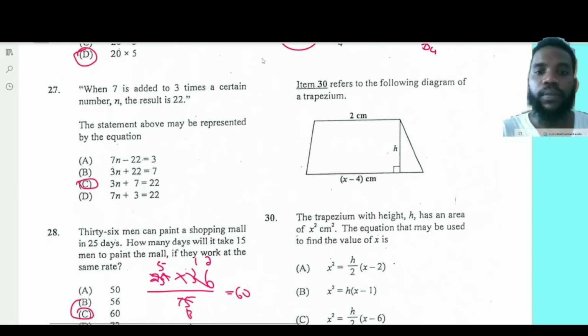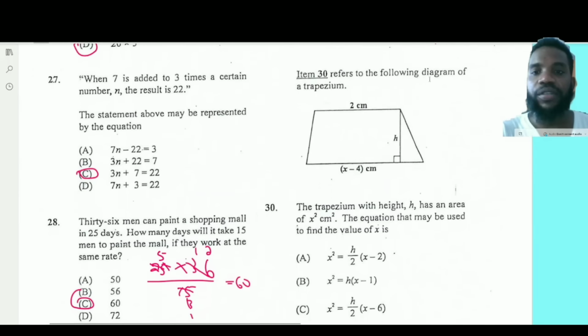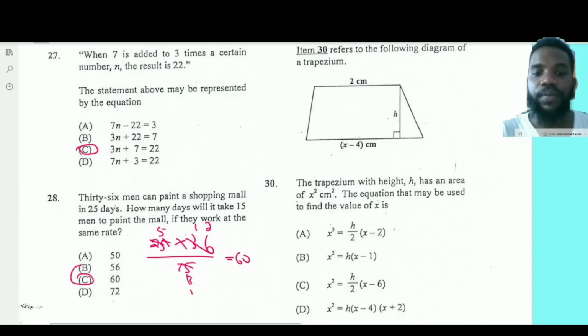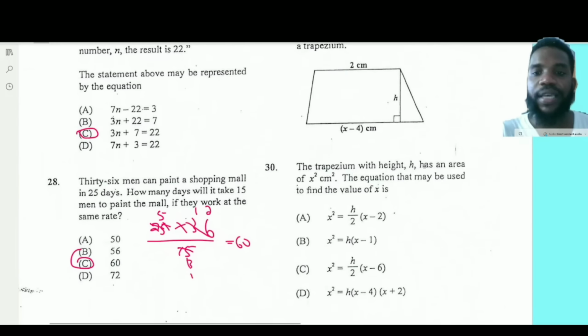Alright, item 30 refers to the following diagram of a trapezium. It says the trapezium with a height h has an area of x squared. The equation that may be used to find x is, first of all, let us talk about the area of a trapezium. It's a formula you have to know. It's equal to a half the sum of the two parallel sides. The two parallel sides here would be 2 and x minus 4. So it's going to be x minus 4 plus 2 times the height, which is h.